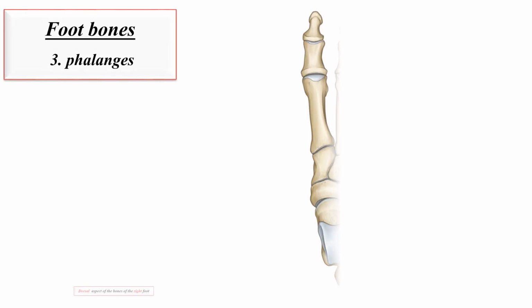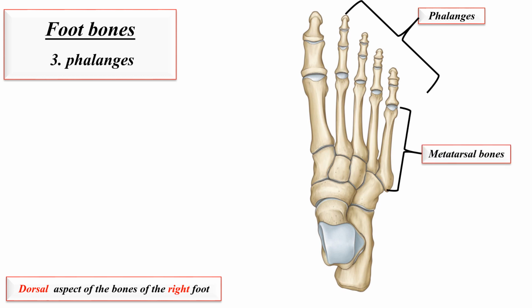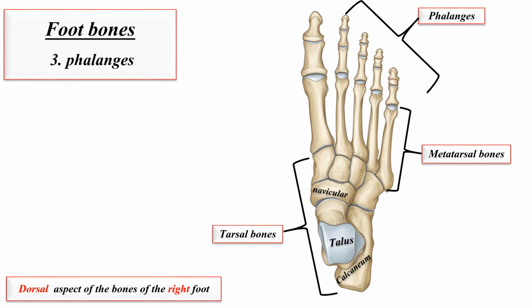Phalanges. This is the dorsal aspect of the bones of the right foot. Distally, those are the phalanges. In the middle, those are the metatarsal bones, and proximally the tarsal bones. This is the calcaneum, the talus, navicular bone, the cuboid bone, and the three cuneiform bones. This is the first metatarsal bone, the second metatarsal bone, the third, the fourth, and the fifth metatarsal bone.